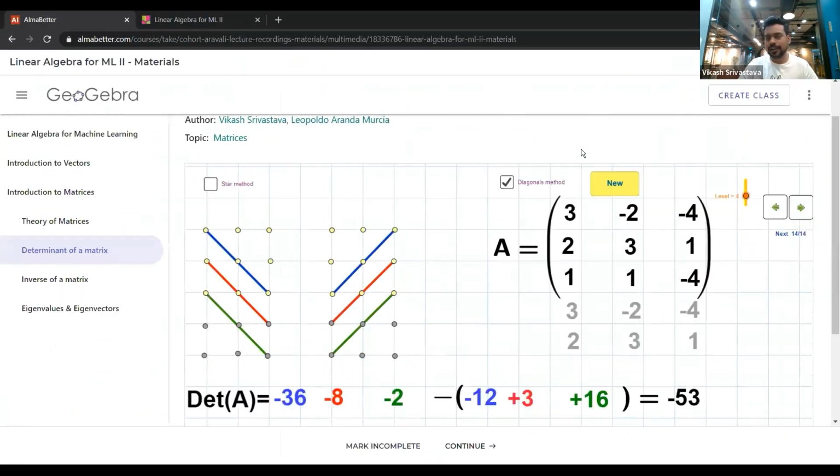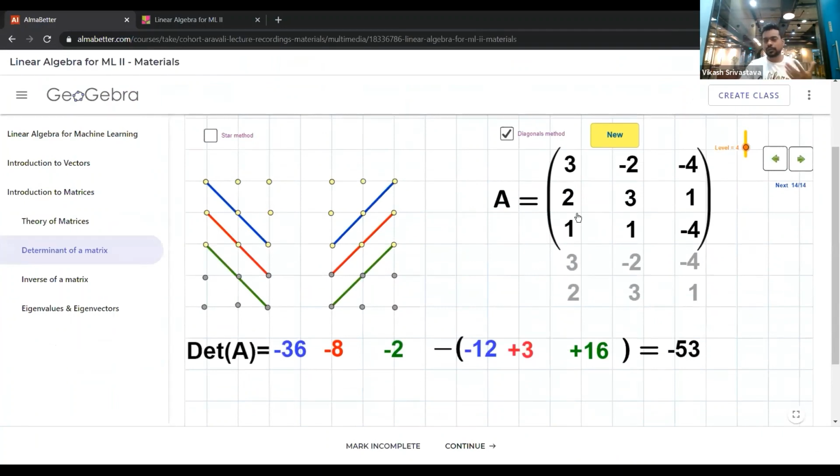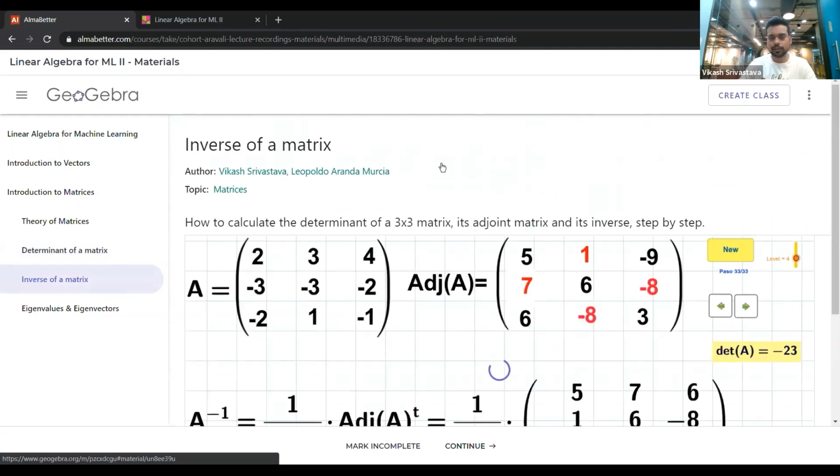So of course, we know two methods as of now. One is your diagonals method, and the other is the conventional method which we all have learned in schools, right? Especially in Indian schools, they teach you how to calculate the determinant in that particular fashion. But if we talk about European schools, they stick to, let's say, the star method or diagonals method. They are essentially different ways of doing the same thing. So let's move to the next topic, which is the inverse of a matrix.